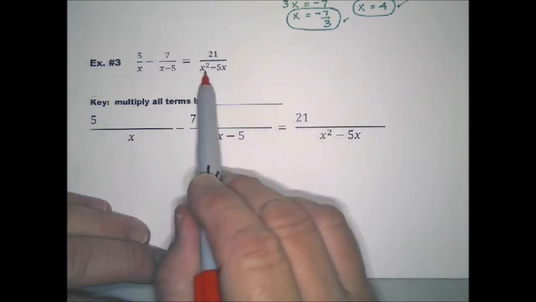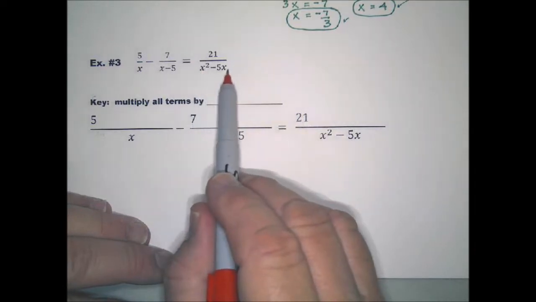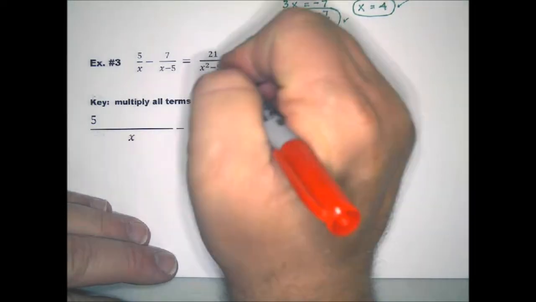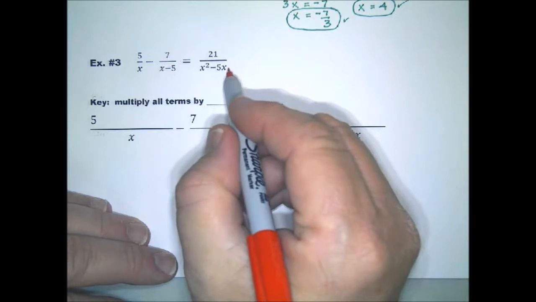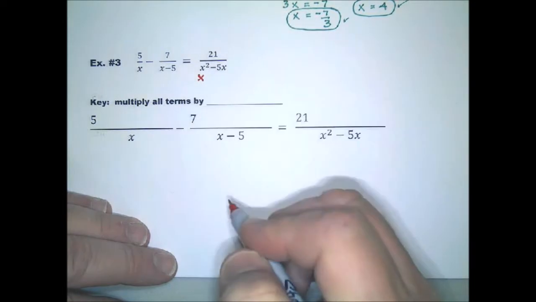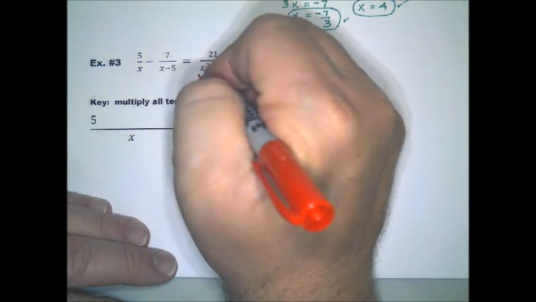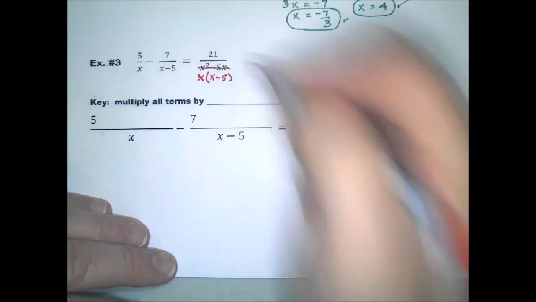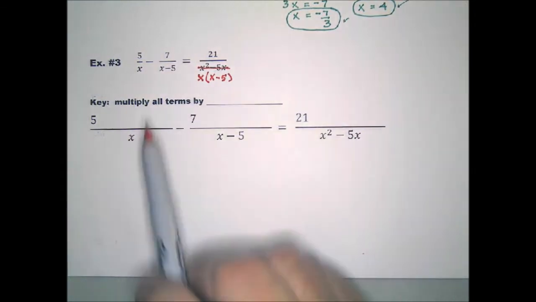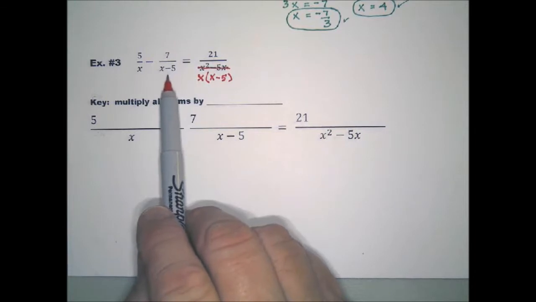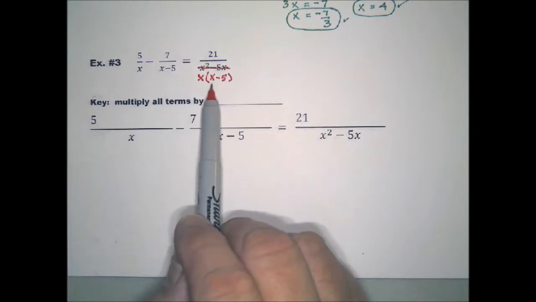Now, I'm looking at this denominator right here, and I see that it's factorable. So I'm going to factor this problem. I'm going to cross out the x squared minus 5x, and I'm going to rewrite it in its factored form. I'm going to factor out an x as the greatest common factor, and I'm going to be left with x minus 5. Now, that tells me a lot, because this fraction has a denominator of x, this one has a denominator of x minus 5, and this one has a denominator of x times x minus 5.